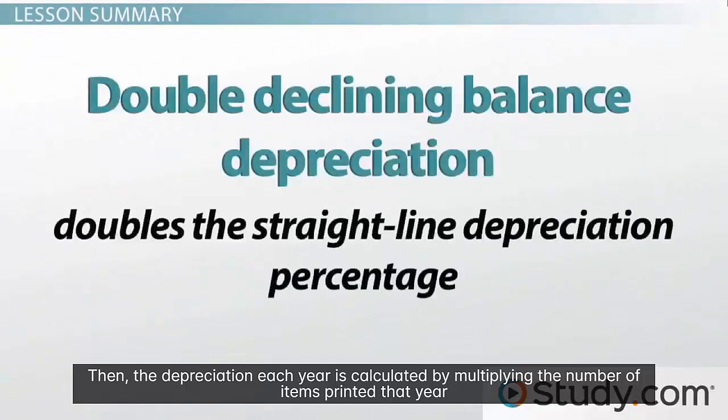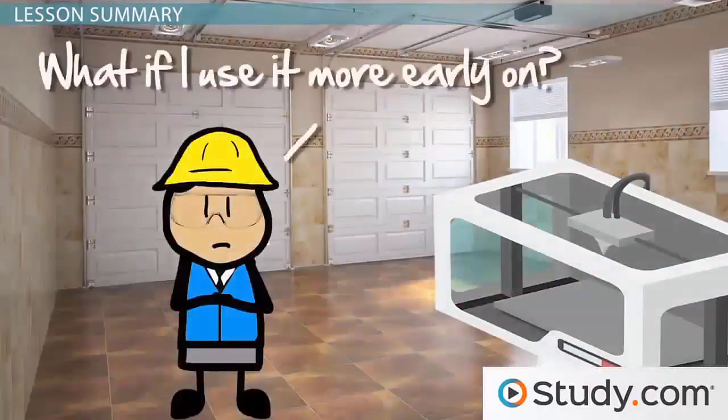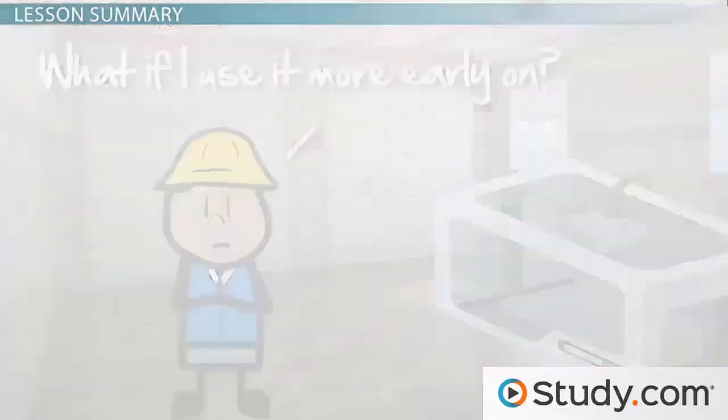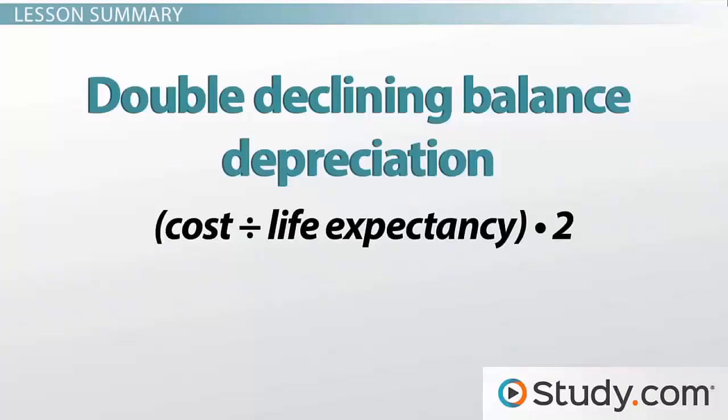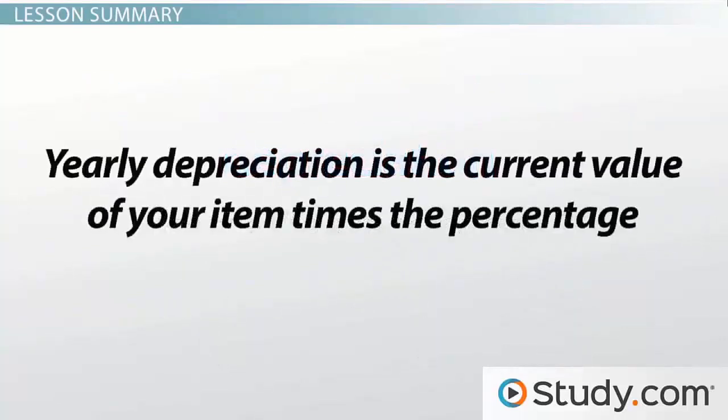The second method is the double declining balance depreciation method. This method is used to allocate more of an asset's cost to the early years of its life. Businesses use it for tax purposes. To calculate this depreciation, you double the percentage of your straight-line depreciation. The percentage of your straight-line depreciation is 100% divided by the life expectancy. Double this percentage to get the percentage for your double declining balance depreciation. Then your yearly depreciation is the current value of your item times the percentage.